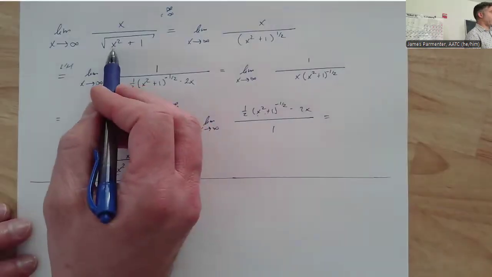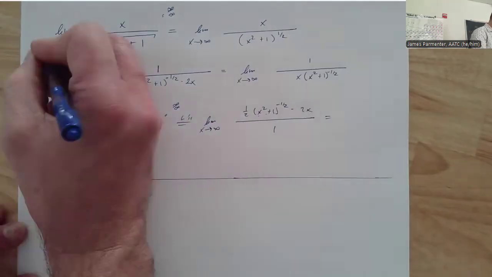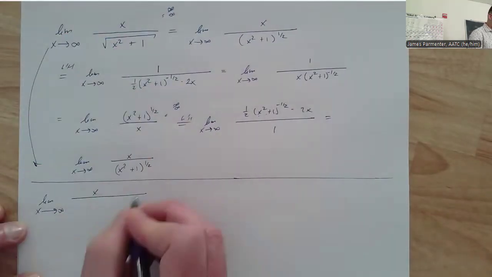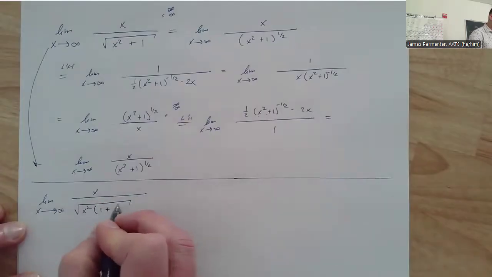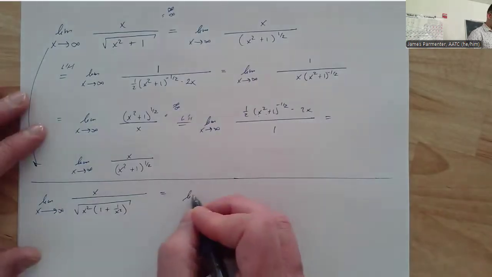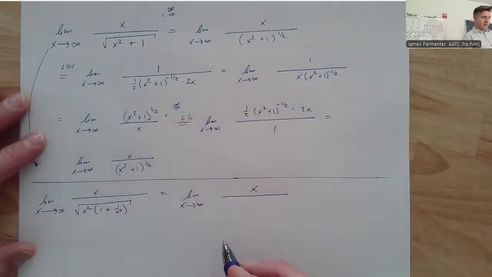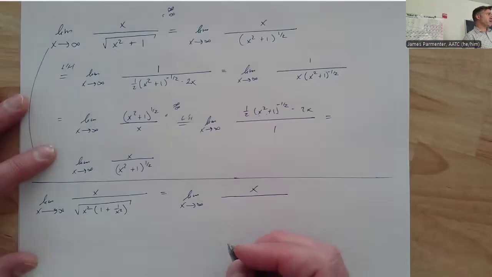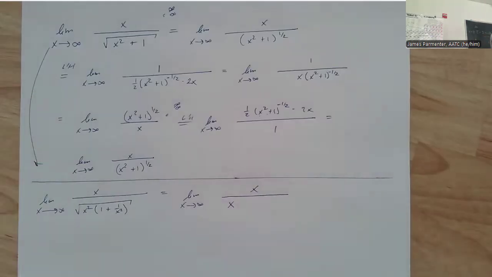I'm going to factor out x squared from the bottom inside the square root. So I'm going to rewrite this as the limit as x goes to infinity of x over, watch this, the square root of x squared times (1 plus 1 over x squared). And then we pull out the x squared. On top we have x. On the bottom, what's the square root of x squared going to be? In this case, just x. In general, the absolute value of x. But since x is positive, we can say it's just x.